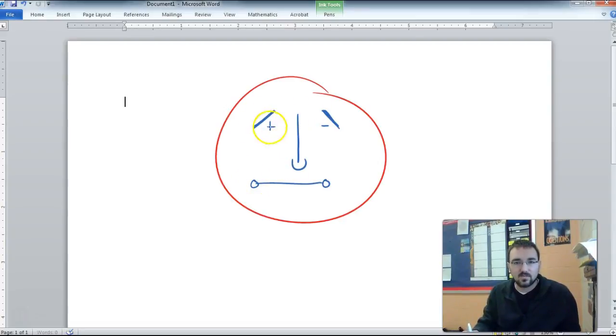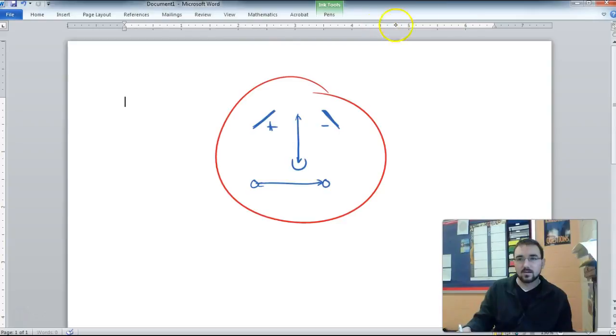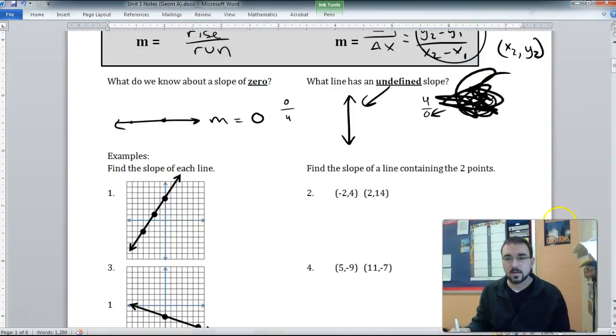Okay, so we have a positive slope. So you can remember this is a positive slope up and to the right. We have a negative slope down and to the right. And then we have this undefined slope, right? If I would make this into a line, undefined, so this is his nose. And his mouth is a slope of 0, right? Because it doesn't change up and down. All right, cool. So that's Slope Man. Say hi.